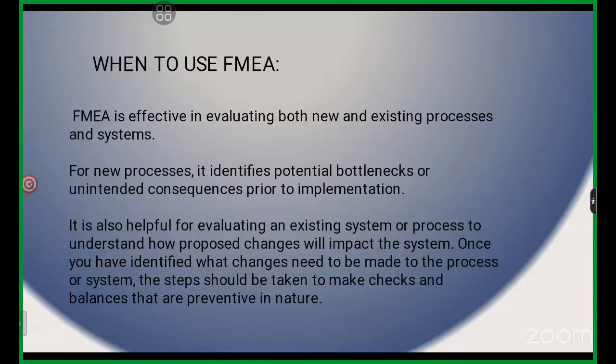Then when are we supposed to use FMEA? FMEA is effective in evaluating both new and existing processes and systems. So we can use it when we are introducing new processes, we are introducing new systems. New processes can be procedural, can be technical. Yeah, they can come in various angles.